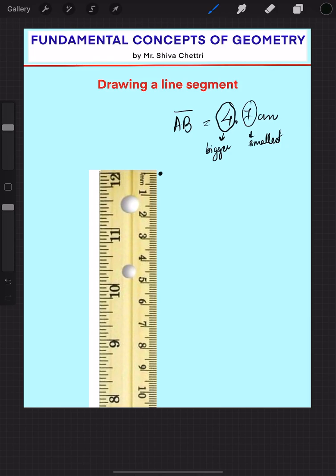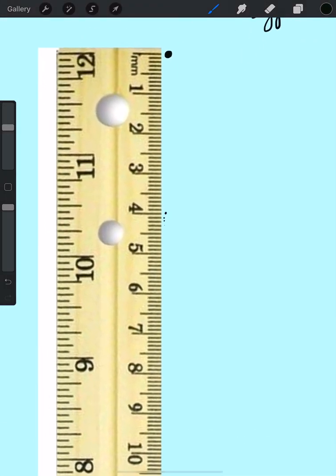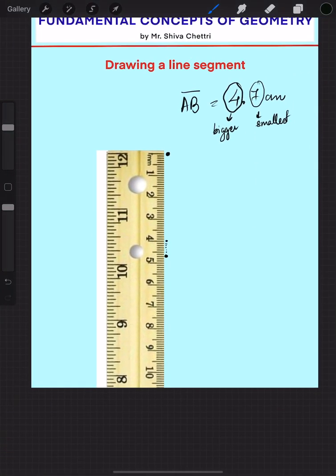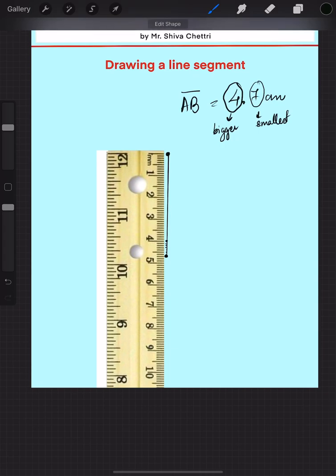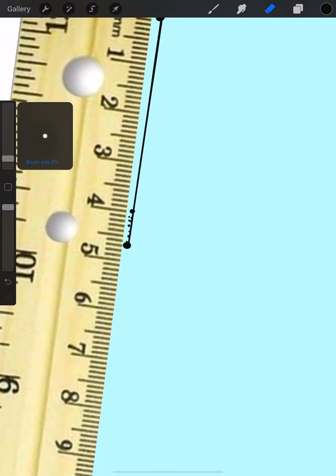First I'll mark it at 4. Where is my 4? It's here. 4 bigger, then after that 7 small. So 1, 2, 3, 4 bigger here, then 1, 2, 3, 4, 5, 6 and 7. So it ends here, right? Now I'll draw a straight line and connect these 2 points. Done. So we are done with our construction.